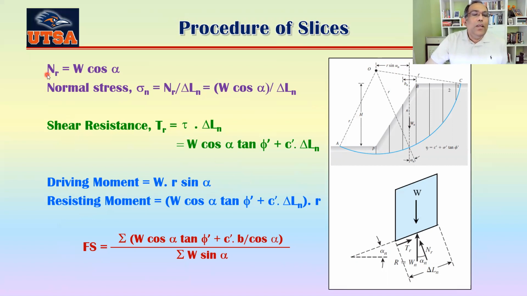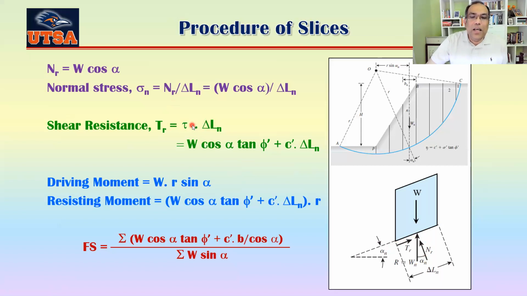Now, you can see your NR is also assuming that it has to be W cosine alpha, because they are not considering any other force in that direction. So it's obvious that NR has to be W cosine alpha, and your TR equal to W sine alpha. So your shear resistance here, TR, is basically tau multiplied by the distance from here to here, which is delta Ln. So tau into delta Ln.